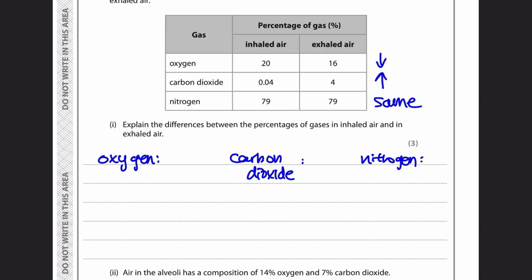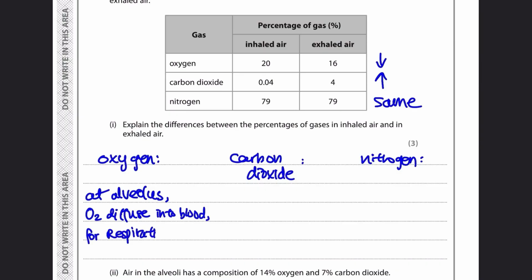You're going to write, when you inhale, the oxygen enters the lungs and goes into the alveoli. So at the alveoli, or alveolus if you're talking about one of them, at the alveolus, oxygen diffuses into the blood. Use all these keywords, right? Diffuse into blood. And why? What is the reaction that it needs to do eventually? For respiration. And that's why exhaled air has less oxygen, okay?